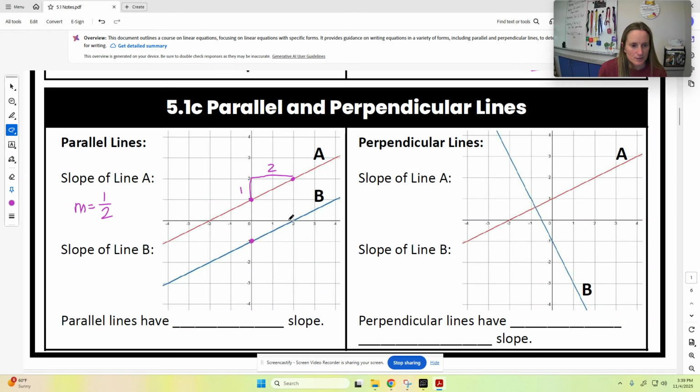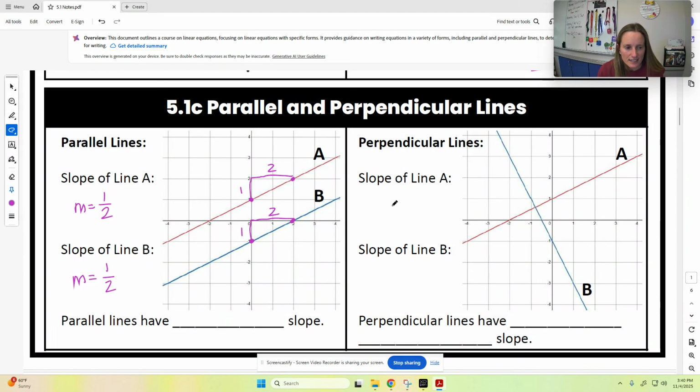I'm going to use this point and this point. Find the rise and the run, which again is 1 and 2. So the slope of this line is also 1/2. And this is going to be true for every set of parallel lines you ever see.